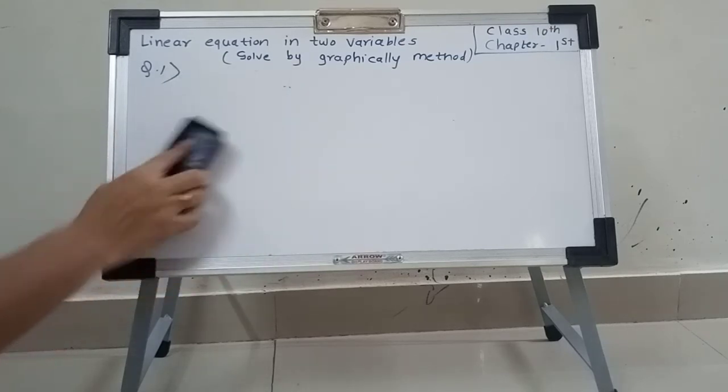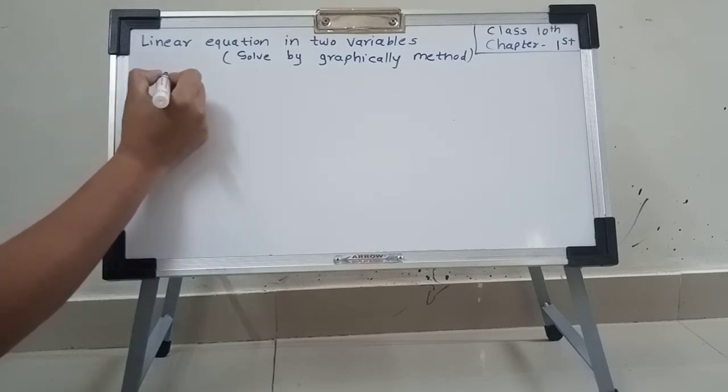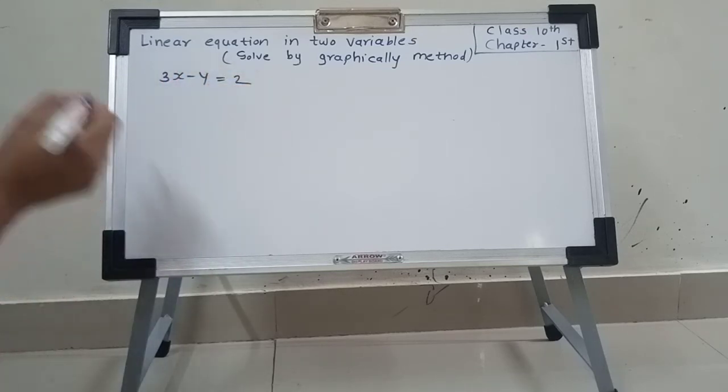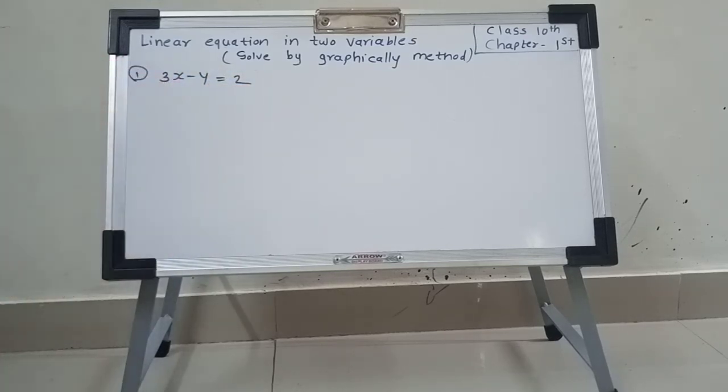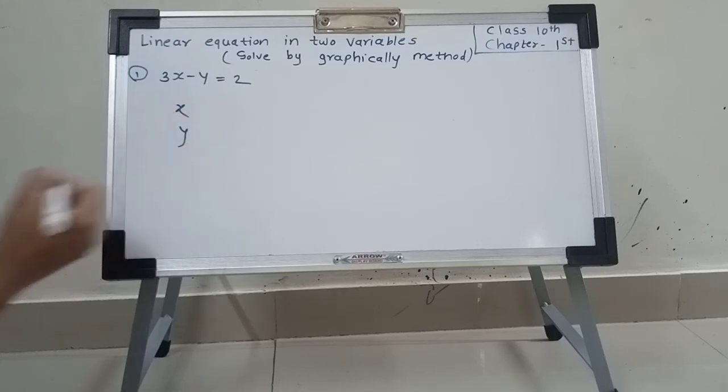Now we see the second example. Practice set 1.2, question number 2. Solve the following equations by graphical method. Equations are 3x minus y is equal to 2. 3x minus y is equal to 2 is the first equation. Find the points for x and y.